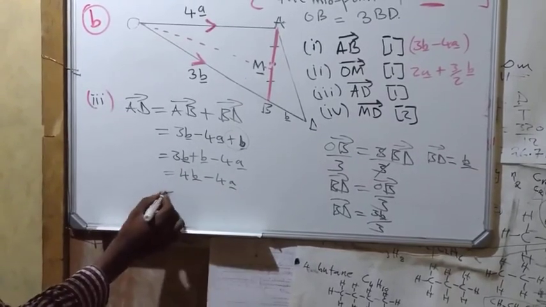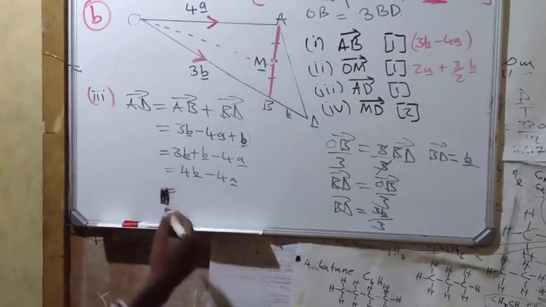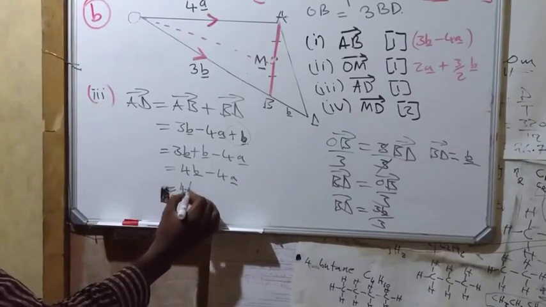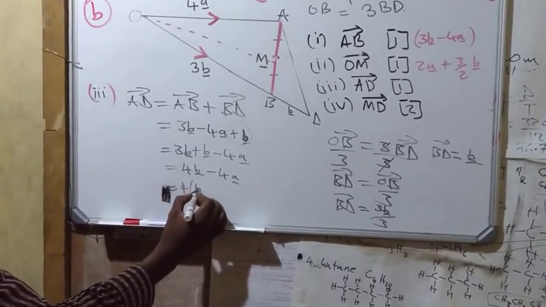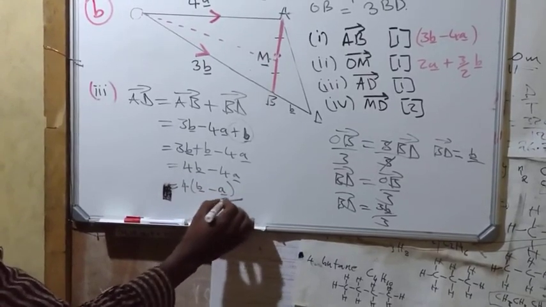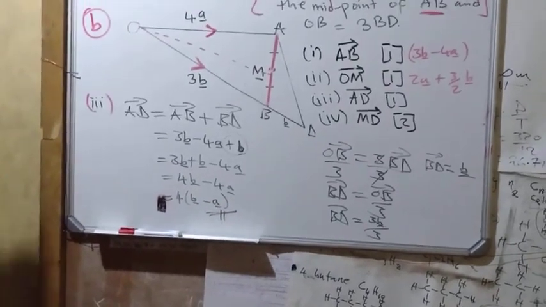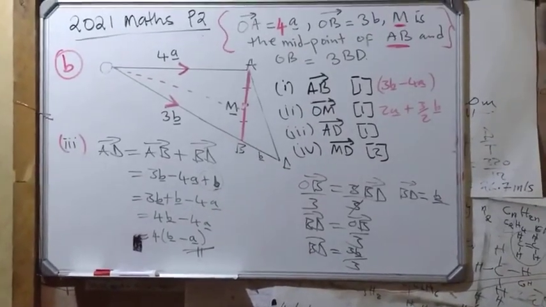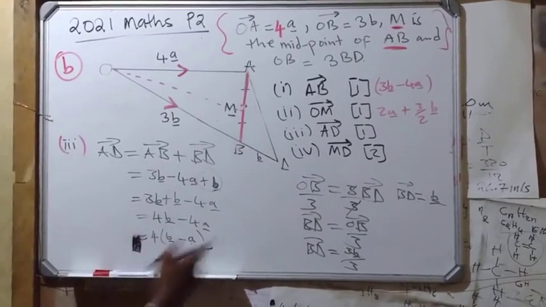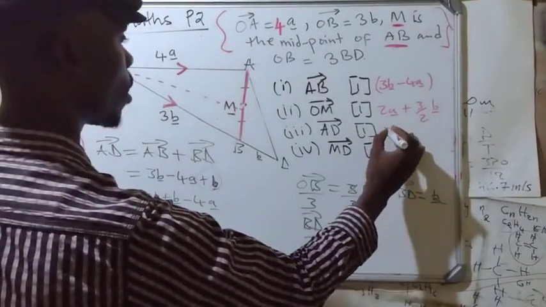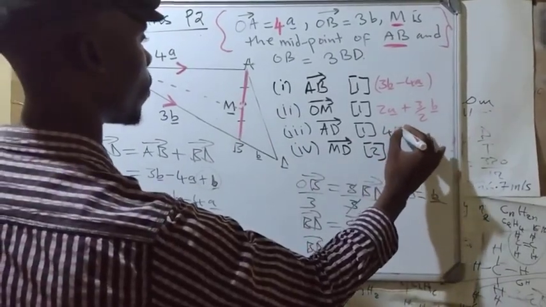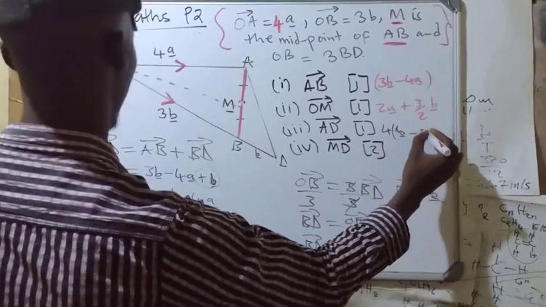So from there again, just to show that you know what you're talking about, you can factorize. So 4 open bracket, there will remain with b, then minus a like that. So you can end there. So that's the answer for Roman numeral 3. Now you've copied this, so I'm going to write the answer there, which is OB is 4(b minus a).